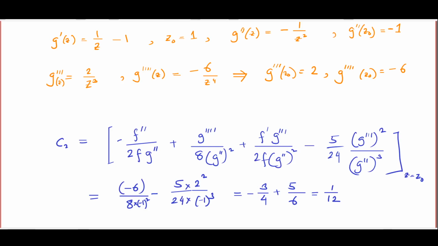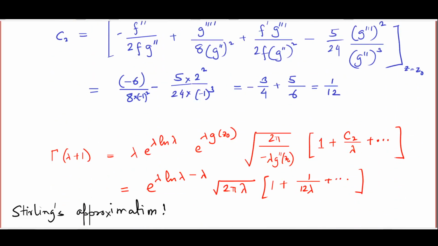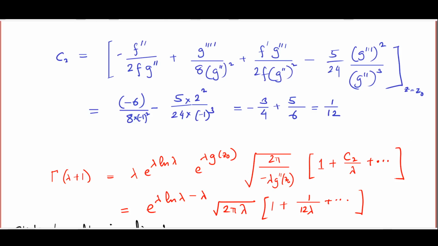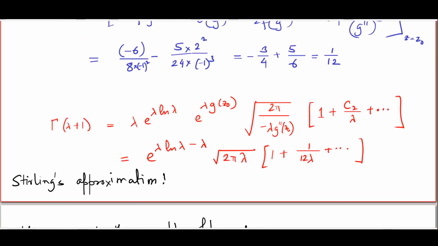C2 turns out to be just 1 over 12. So let us now take a look at what Stirling's approximation becomes. This is what the steepest descent method tells us. Gamma of lambda plus 1 is lambda e to the lambda log lambda times e to the power of the value of g at z0, times square root of 2 pi by minus lambda g double prime z0, plus a correction factor. If you put them all together, you get this expression: e to the lambda log lambda minus lambda, into root over 2 pi lambda, times 1 plus 1 by 12 lambda. This is exactly what Stirling's approximation is.